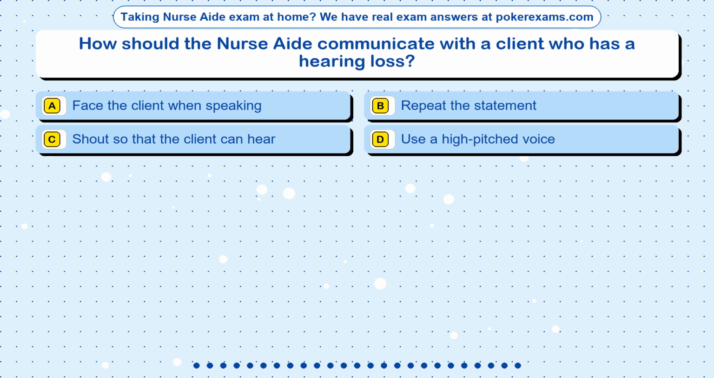Question 1. How should the nurse aide communicate with a client who has a hearing loss? Option A. Face the client when speaking. Option B. Repeat the statement. Option C. Shout so that the client can hear. Option D. Use a high-pitched voice.